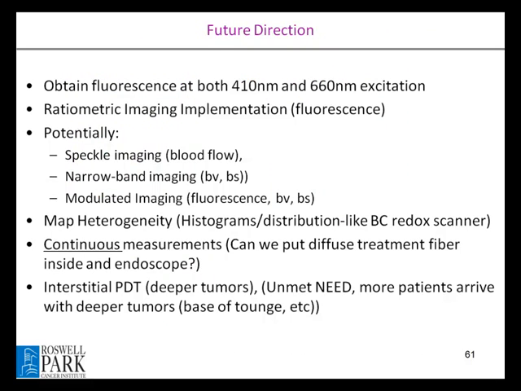So future directions: we can incorporate 410 nanometer and 660 nanometer excitation. Ratiometric imaging should be implemented. Potentially you can also do speckle imaging for blood flow, or narrow band imaging. You can have different filter sets to look at blood volume and blood oxygen saturation. Or modulated imaging, if we can, I don't know the feasibility, for fluorescence, blood volume, and blood saturation. It would be nice to also look at heterogeneity mapping. We need to do continuous measurements. Maybe we can put a treatment fiber inside the endoscope, or interstitial PDT is another way into a new field for PDT.